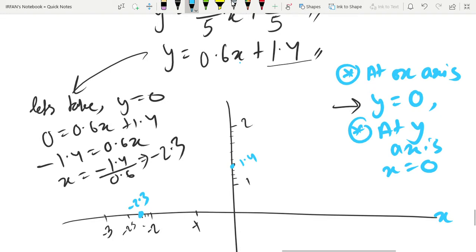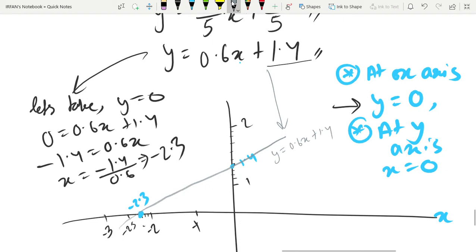So whatever our graph is, it should cross through minus 2.3 at the x-axis and 1.4 at the y-axis. And how we are going to find the y-axis is given from our equation. Now what we are going to do is draw the line. So this is our graph. It should be a straight line. Its equation is y equals 0.6x plus 1.4.